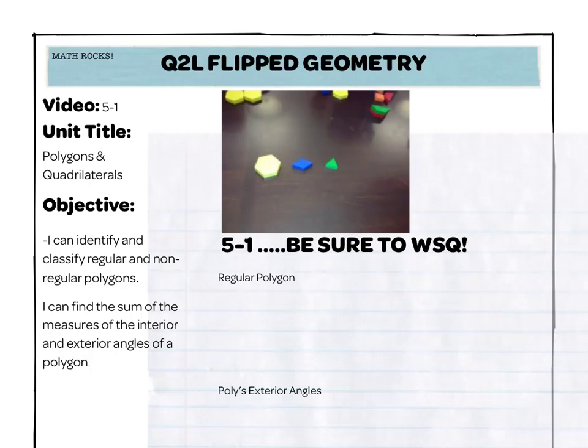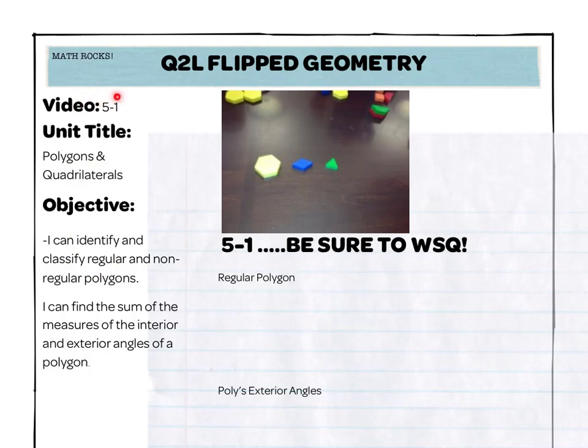Hi students, this is your 5-1 video. The title is Polygons and Quadrilaterals. The objective is I can identify and classify regular and non-regular polygons. I can find the sum of the measures of interior and exterior angles. Okay, so these are your two objectives. Make sure you have written them down, the unit title and the video number.